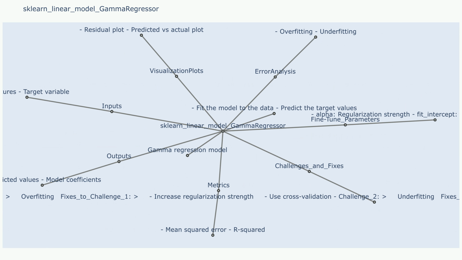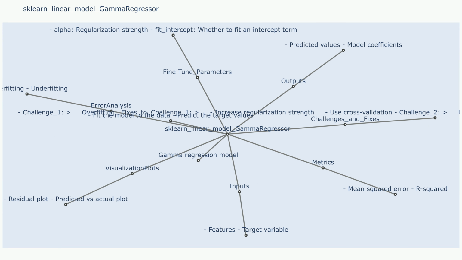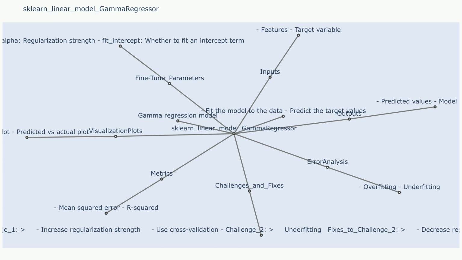Fine-tune parameters: alpha, regularization strength that helps prevent overfitting by penalizing large coefficients. Fit intercept determines whether to add an intercept term to the model. Uncertainty methods: confidence intervals provide a range of values within which the true target value is likely to fall, based on the model's uncertainty.